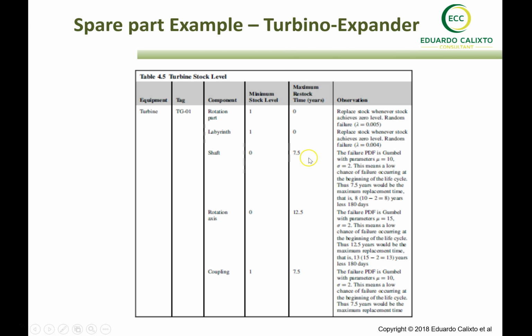If you look in here, the maximum restock time will be 7.5 years. And if you look at the information that we have regarding these shafts, the failure PDF is a Gumbel with a mean equal to 10 years and standard deviation 2. So in a worst case scenario, we expect to have a failure in 8 years.